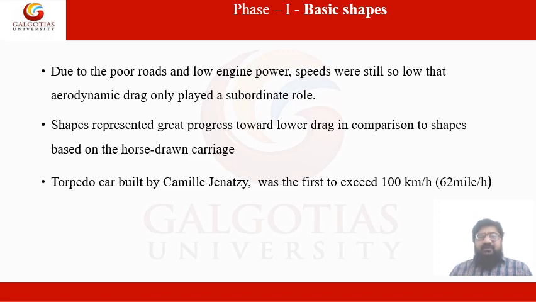The basic shapes represented great progress towards lower drag in comparison to the shape based on the horse-drawn carriage. For example, a torpedo car was built by Camille Jenatzy, which exceeded the 100 km/h limit.